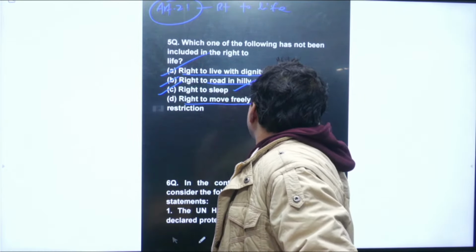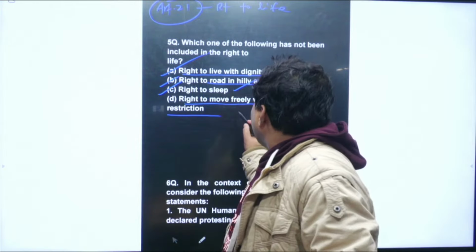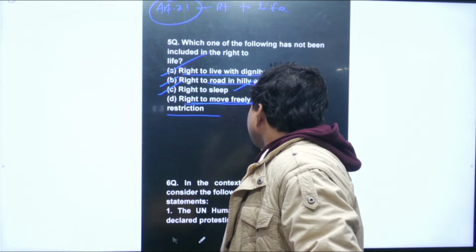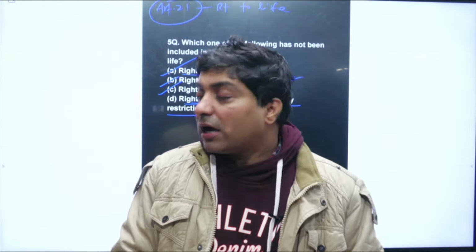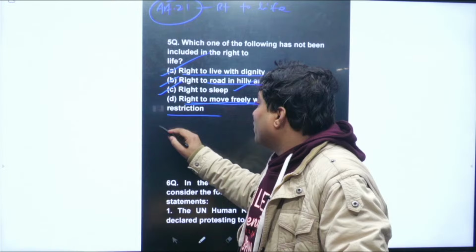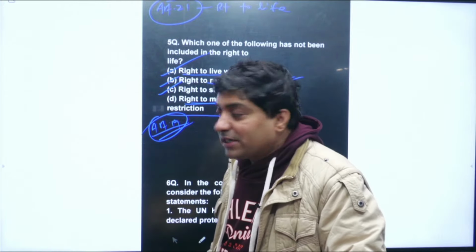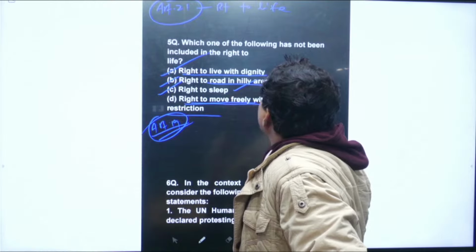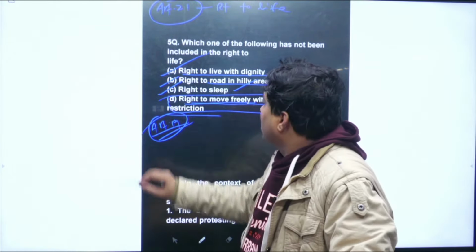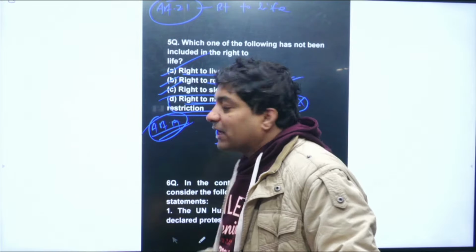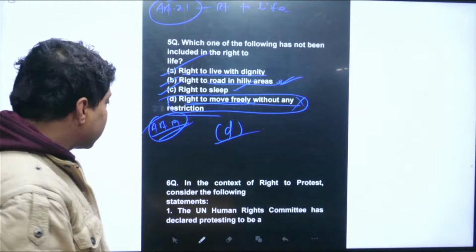Now, right to move freely without any restrictions. We have the right to move freely, but there are some restrictions. For example, in ecologically sensitive areas we cannot go, and in military areas, where security concerns are there, we cannot go. Right to free movement is discussed in Article 19, and it has certain restrictions. So this has not been included. D would be the correct answer. Let me move to the next question.